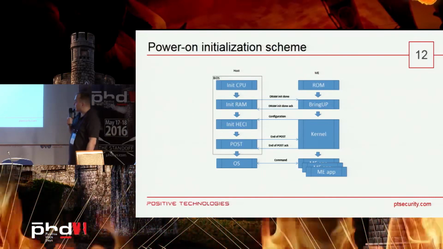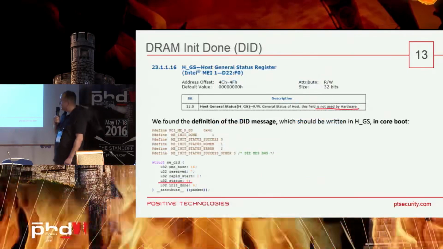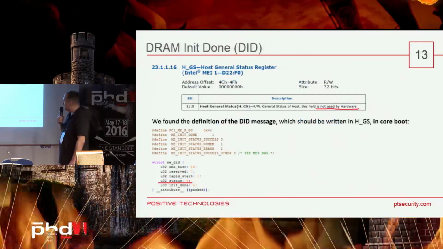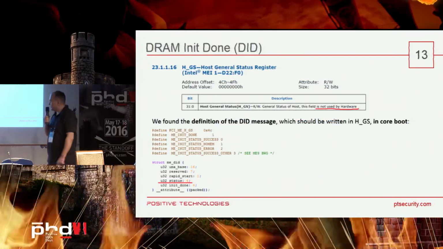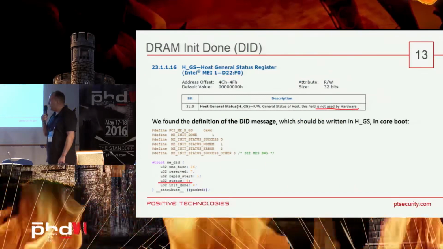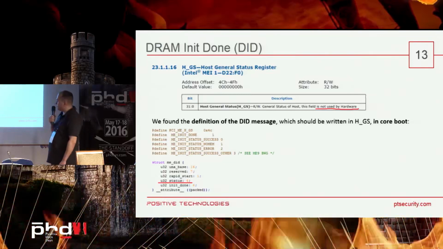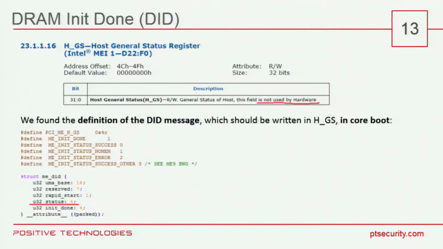And this message has a form. It's interesting, we found this format in Core Boot project. You may have heard about it. Here's the format of this structure, and the first field is the base address by UMA, and the one before the last one is the status, which shows whether it's initiated UMA successfully.